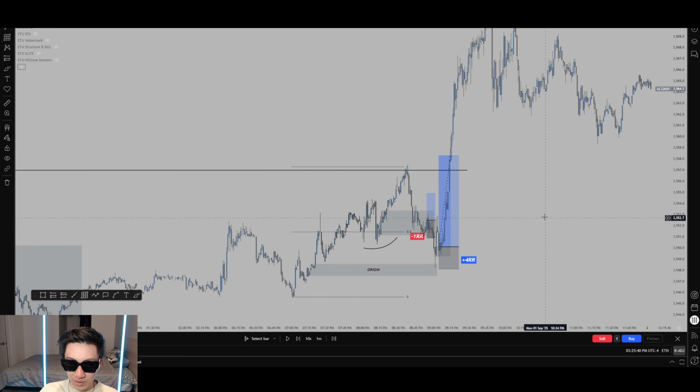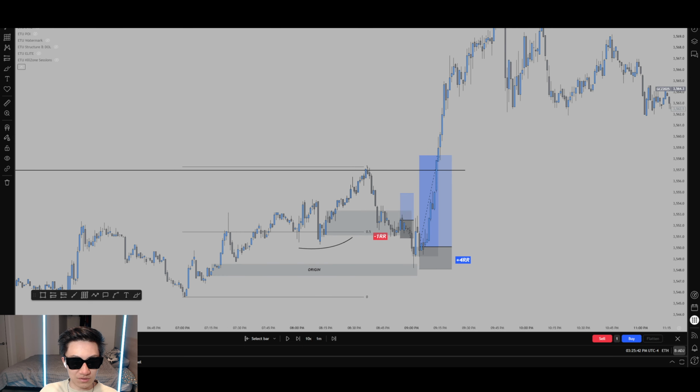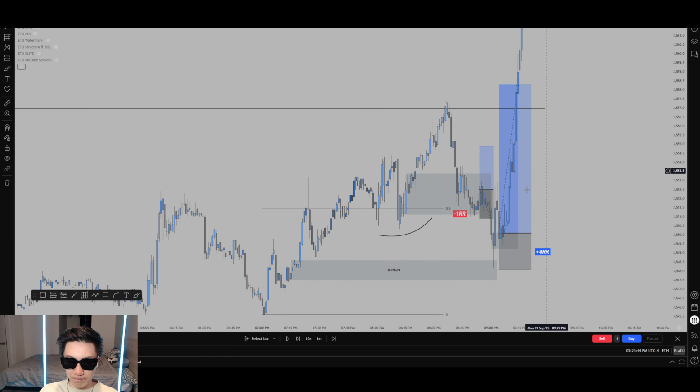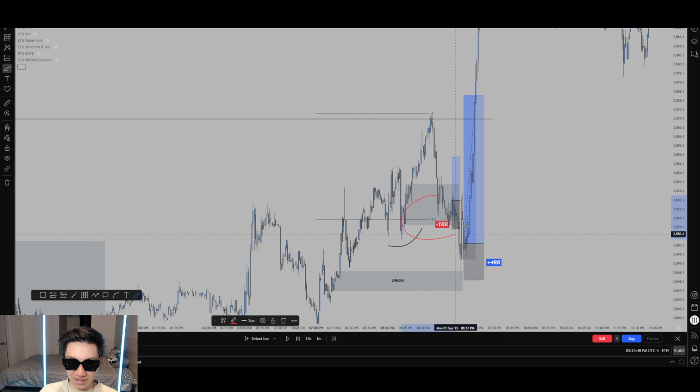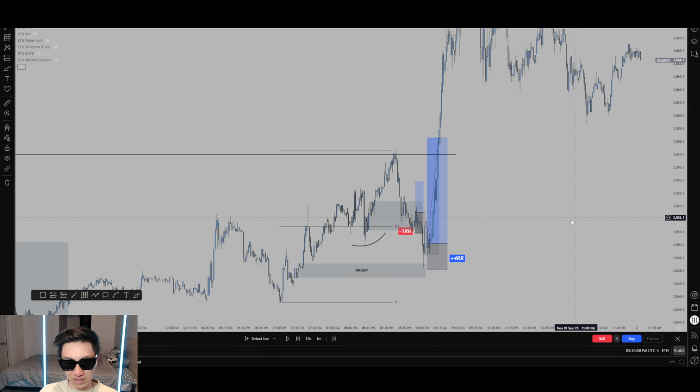I mean, there's not much discretion here, to be honest. There's nothing where you can really mess up or doubt. Everything is fully mechanical here. This first setup, like I said, is just not a great loss I took, but it is what it is.